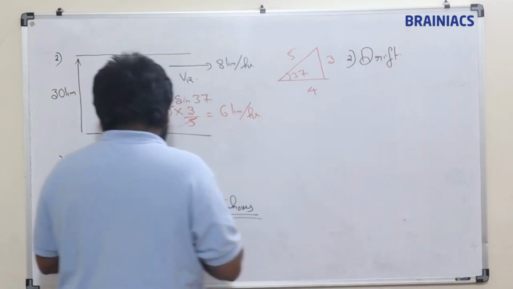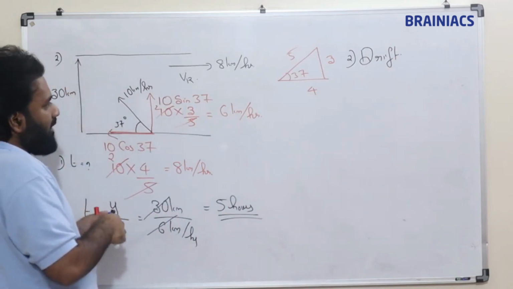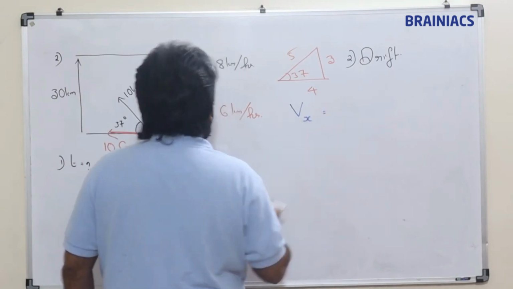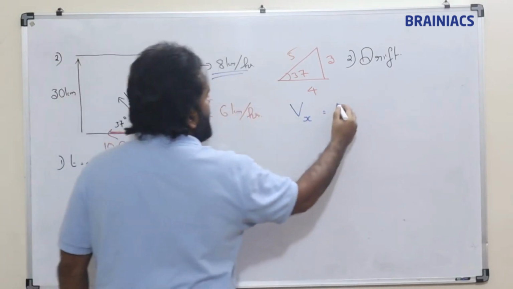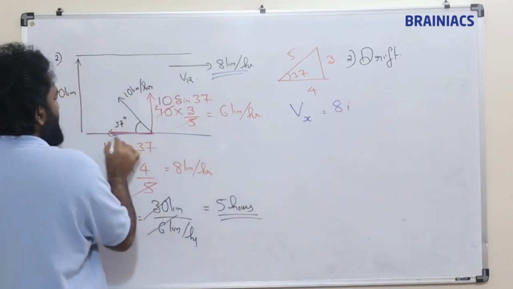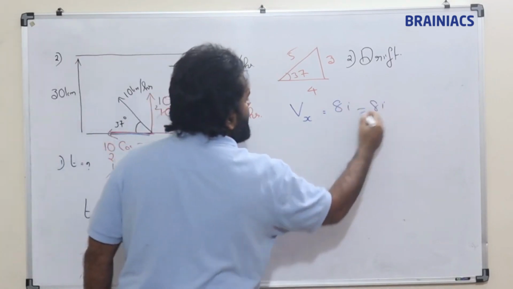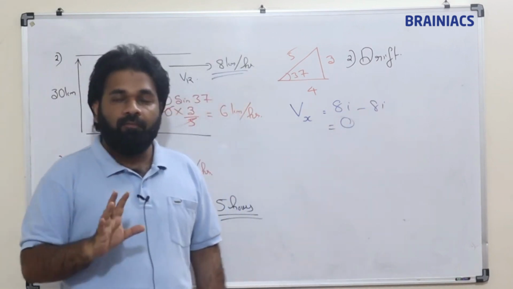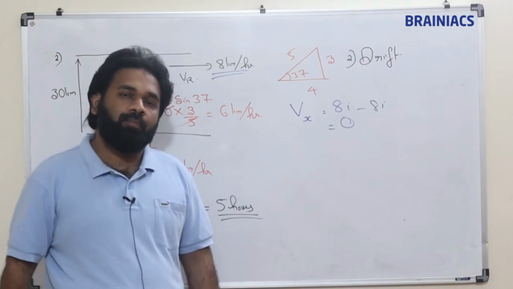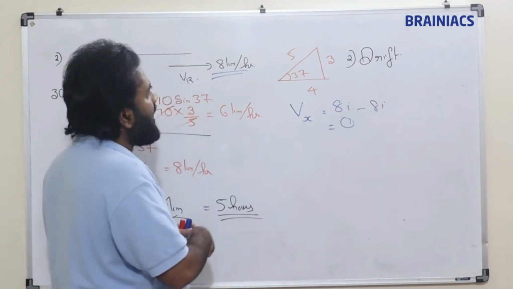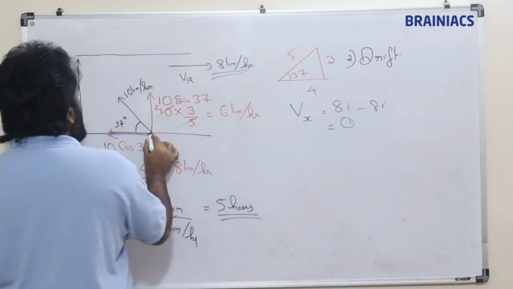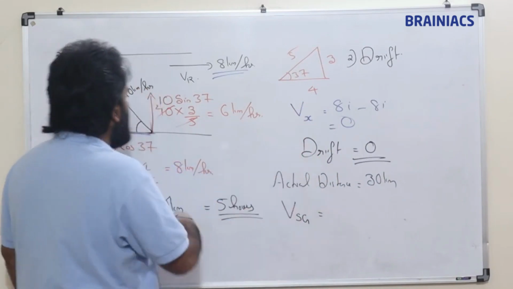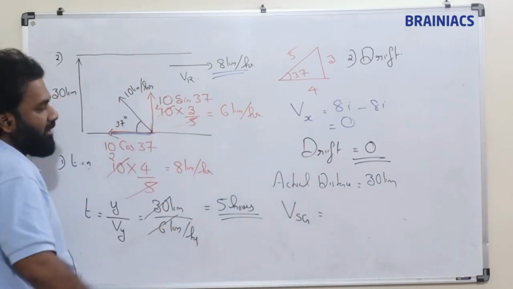So will there be any drift here? What is the overall x component of velocity? The river is 8i and the swimmer is minus 8i. So this is actually 0. The overall velocity in the x direction is 0. Since there is no drift, he will be swimming straight to the opposite side itself.